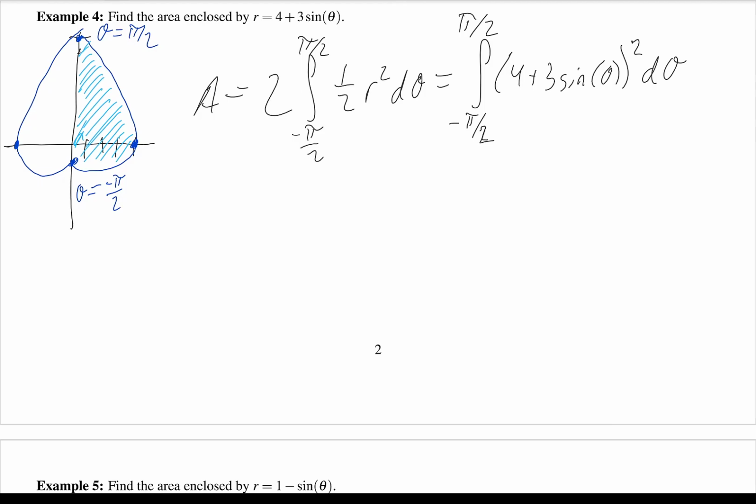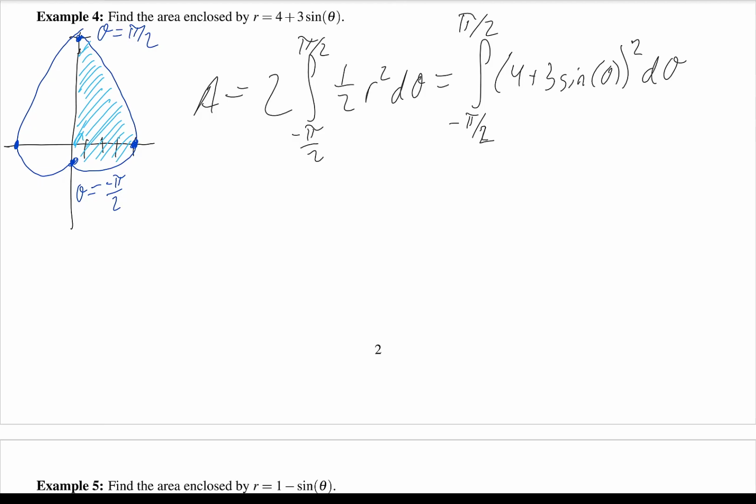So here, what I recommend is you're going to get 3 parts, right? You'll get a number. You should get 16 plus 9 sine squared theta plus 24 sine theta. And so you'll want to integrate those one at a time, right? So integrate the 16, that'll give you 16 theta. Then you can work on integrating the 9 sine squared theta. That'll be a trig integral. And then you can work on integrating the sine theta term, which will just give you a negative cosine theta.